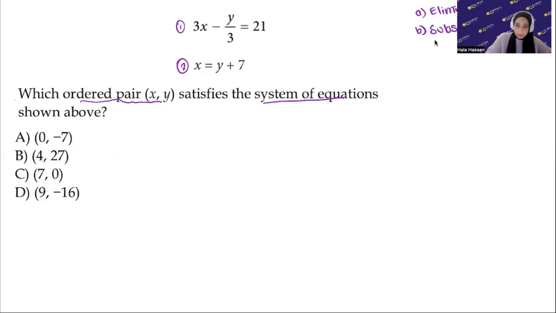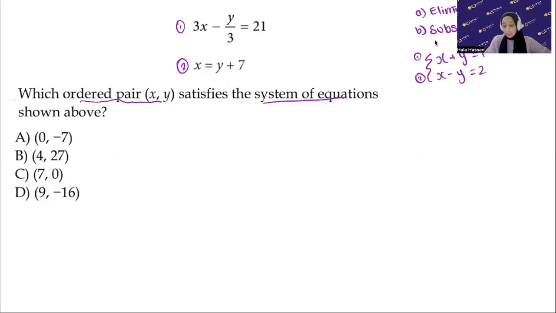For elimination, let me give you a simple system just to review it real quick. Let's make it as simple as possible: x plus y is equal to 1, and then x minus y is equal to 2. This is our system of equations. I'm going to call these my first equation and my second equation.